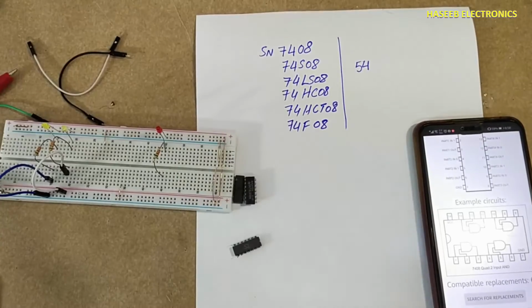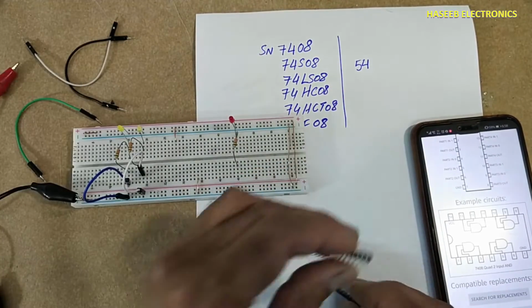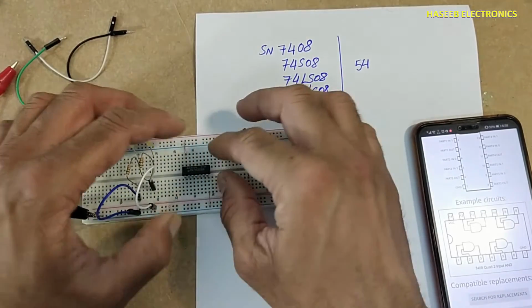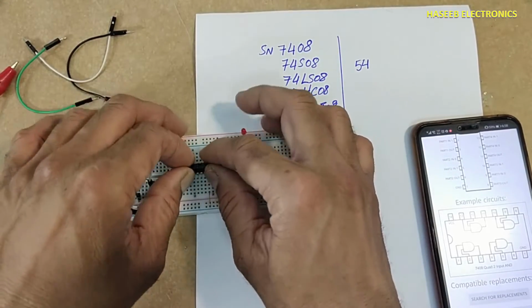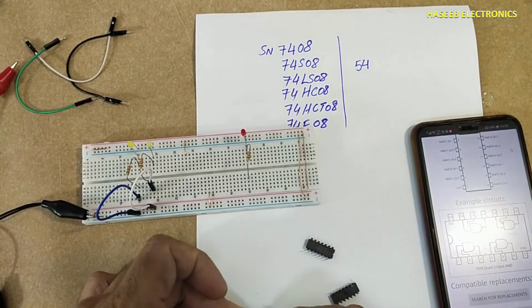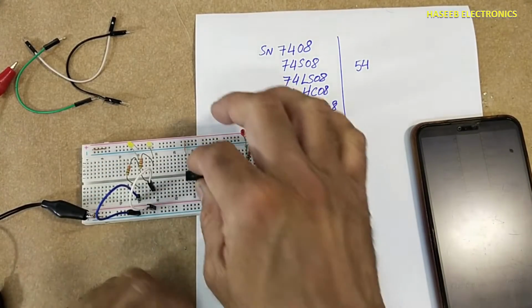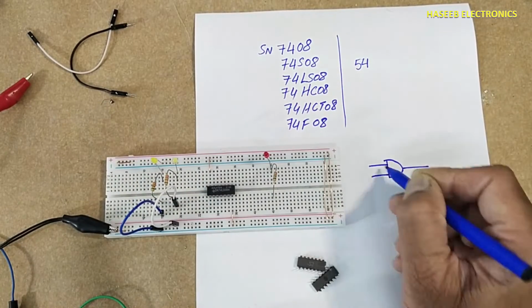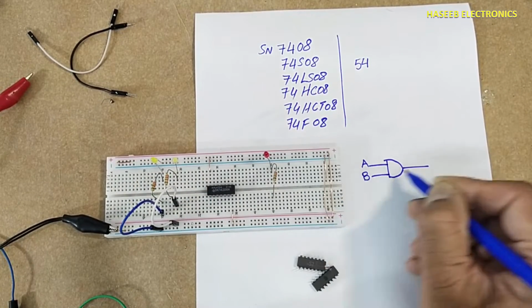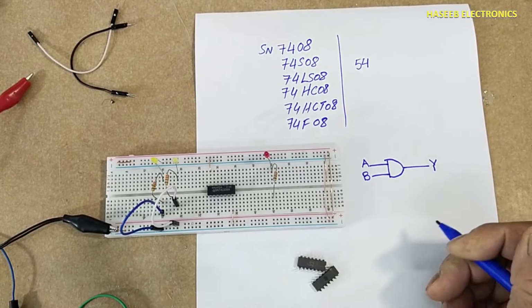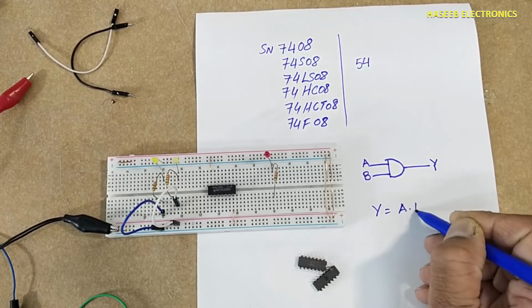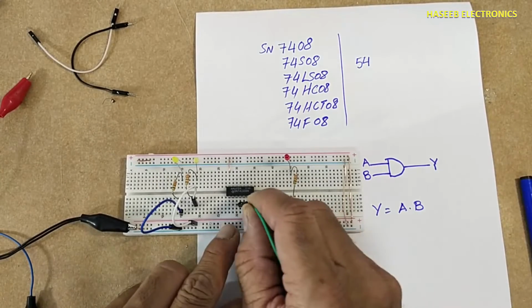Let's test it. An AND gate provides high output when all inputs are high. If any input is low, it will provide low output. A, B, Y. Y is equal to A dot B. Pin number 3 is the output.